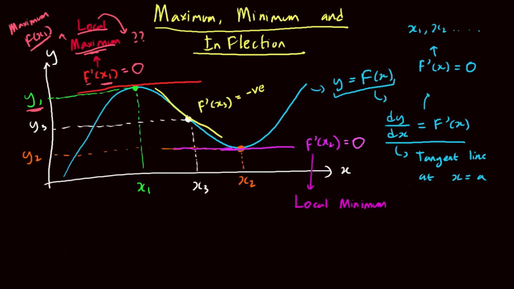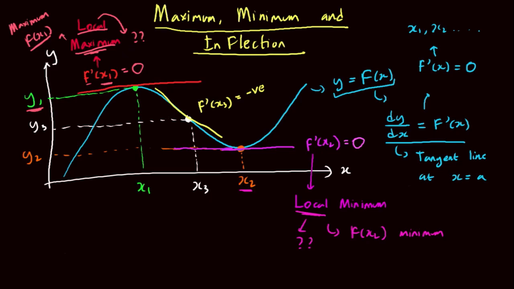And likewise, f prime x2 equals 0, so x2 is technically the local minimum, because f(x2) will get you the smallest value out there. And it's local because, again, we do not know how many minimums we can get in the function. This is a very important thing to keep in mind.